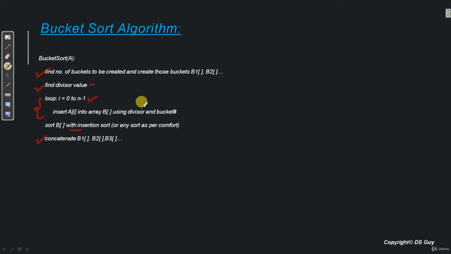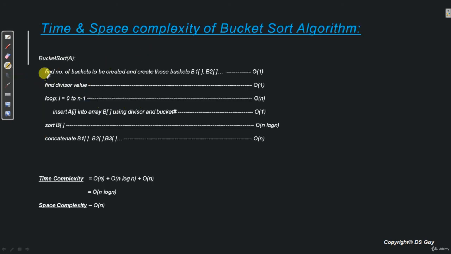Now let's quickly see the time and space complexity of this algorithm. So finding number of buckets is a constant time operation. Finding divisor value is also constant time operation. Looping through all the numbers will take order n time, where n stands for the number of items that we are processing. Inserting those numbers is a constant time operation. Sorting the bucket is n log n time, assuming that we are using a quick sort on it, which we are going to learn in the later videos. And then concatenating all of those buckets will take order of n time.